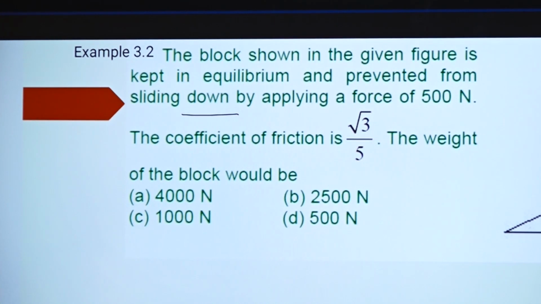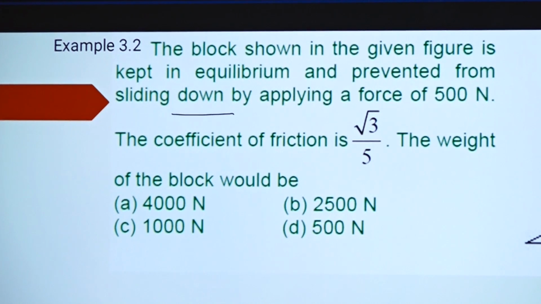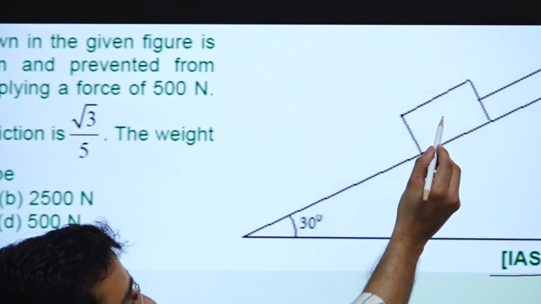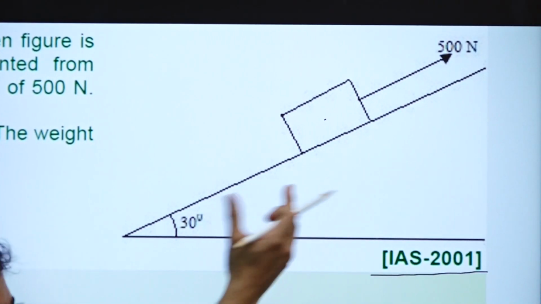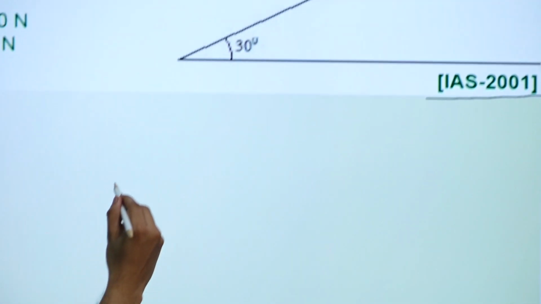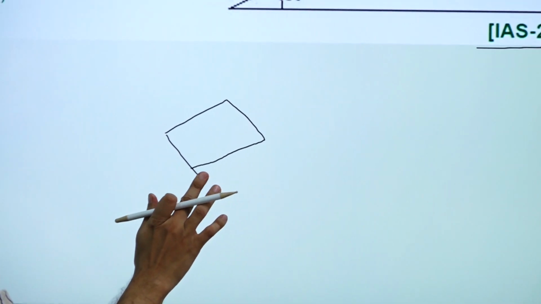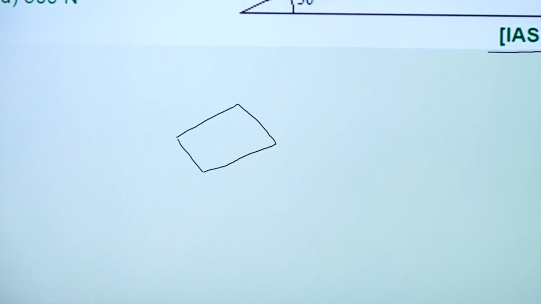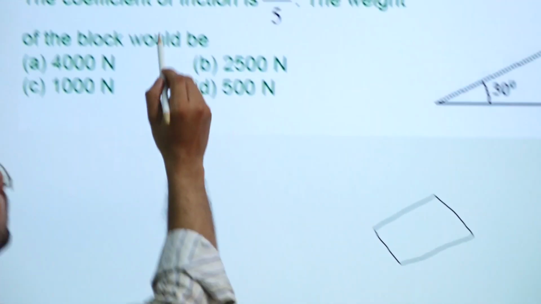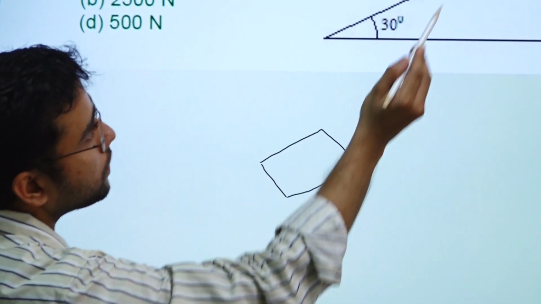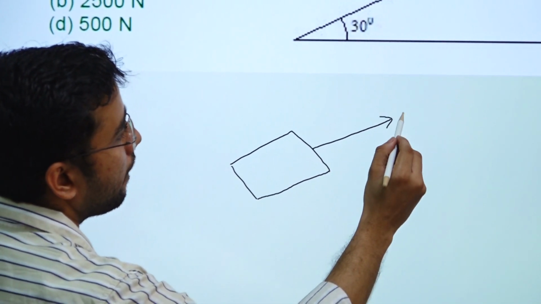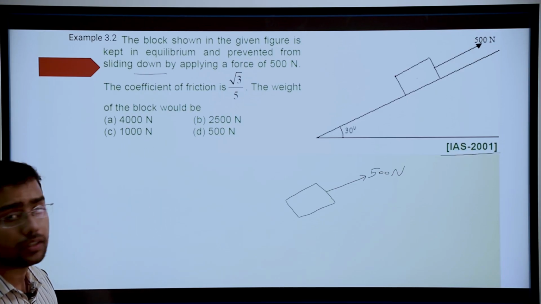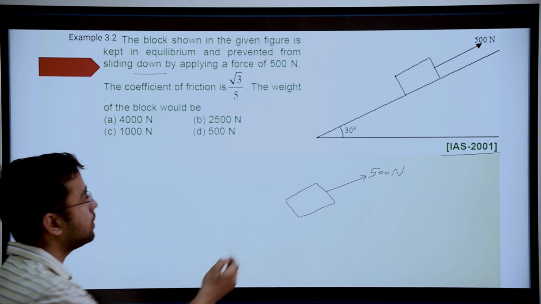So how are we going to solve this question? Obviously, first we are going to start with a free body diagram. We have to take this block out of this system and draw it separately. Now we have to draw all the external forces acting on this block. We won't forget the friction force. The first force is 500 Newton, that is being applied to the block.